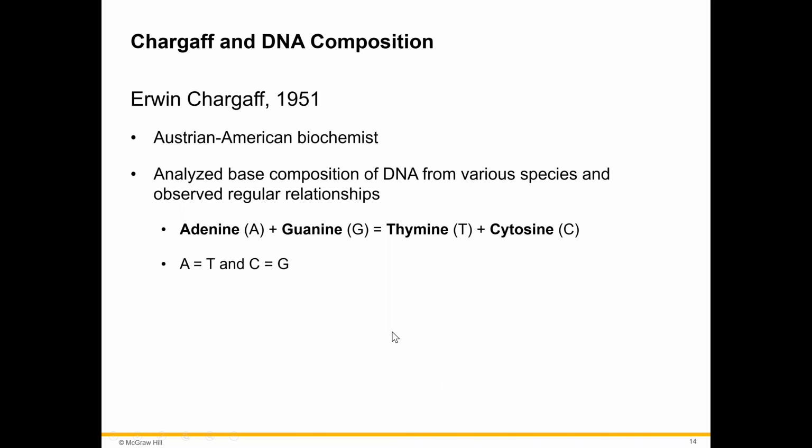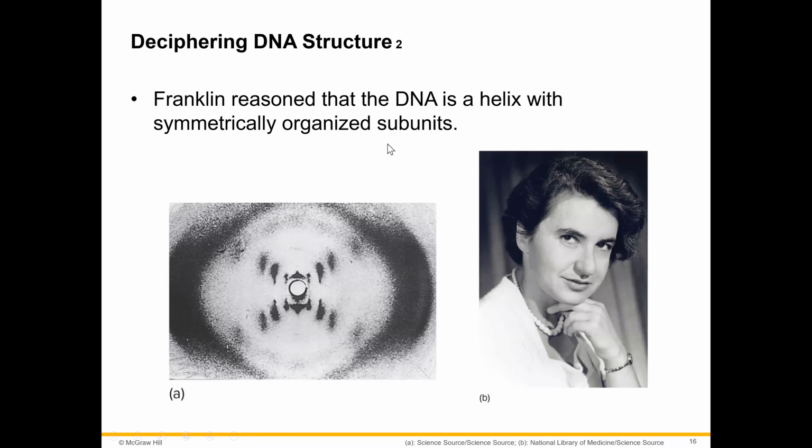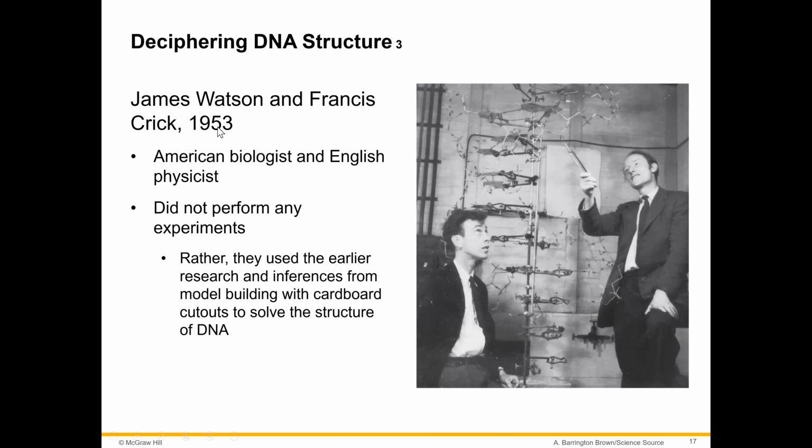When we look at the bases, the amount of A bases always equals the amount of T bases, and the number of C bases always equals the number of G bases. Now we know also that those subunits, those nucleotides, are organized in a symmetrical helix because of the Franklin photograph, right? And here we got them. James Watson and Francis Crick in 1953, American biologist and English physicist.